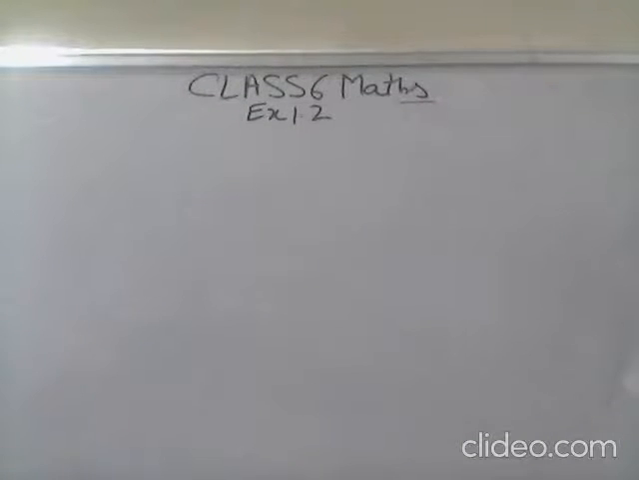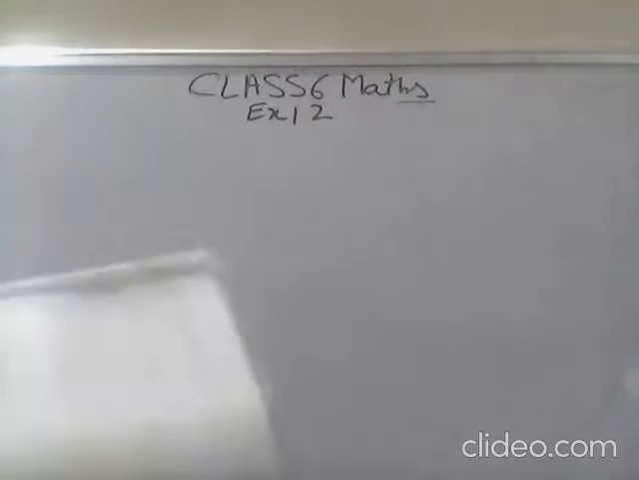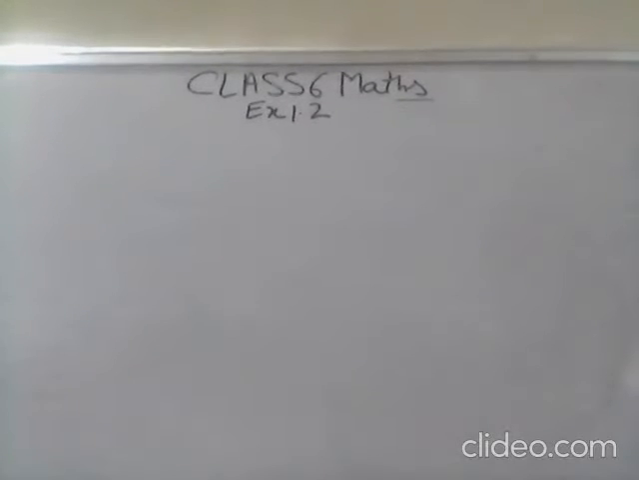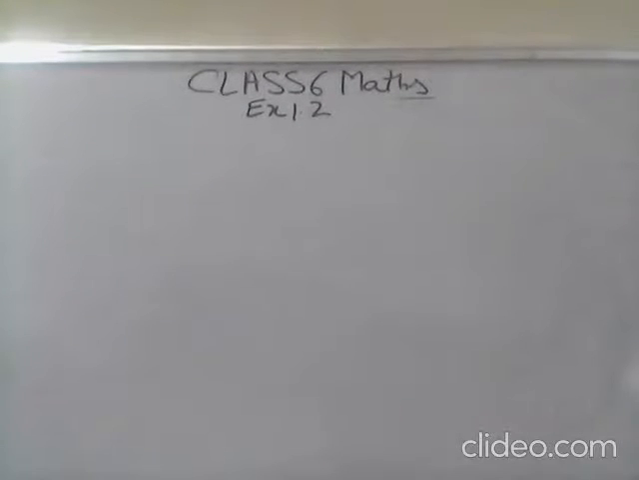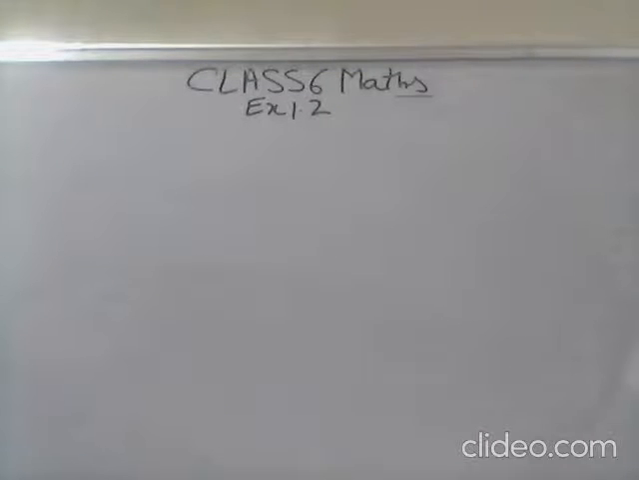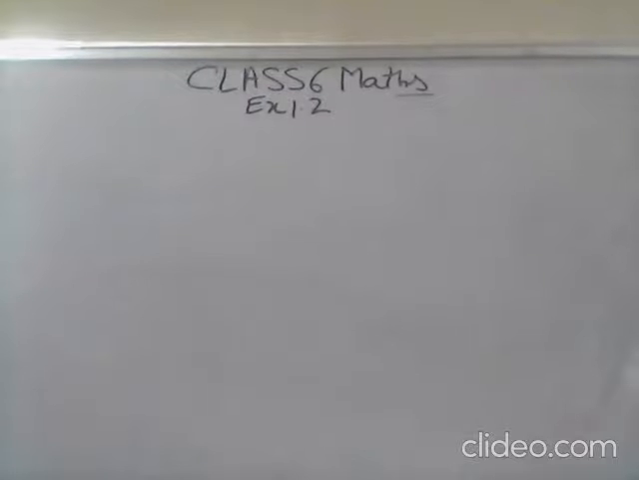Today we'll discuss the problem based on the numbers, Exercise 1.2, Class 6 Maths. Third question. In an election, the successful candidate registered 5,77,500 votes and his rival secured 3,48,700 votes. By what margin did the successful candidate win the election?